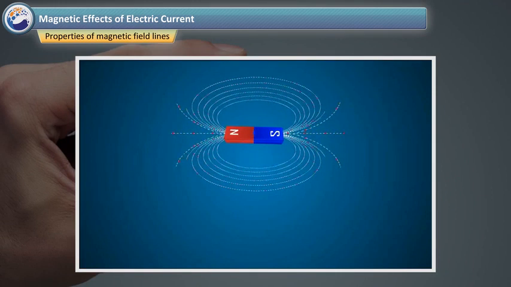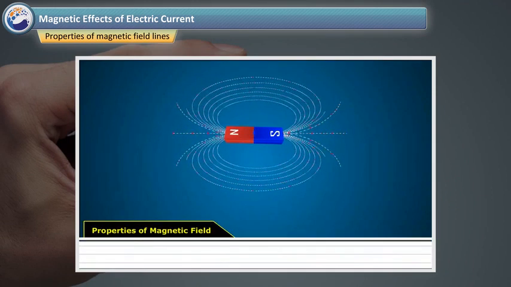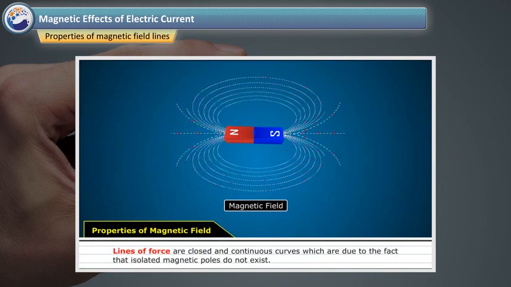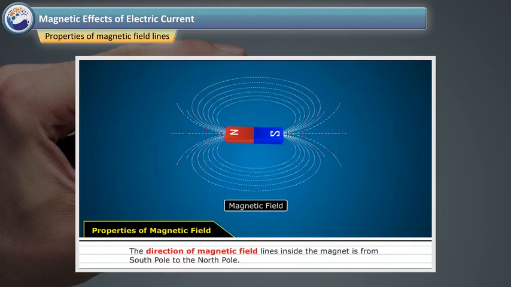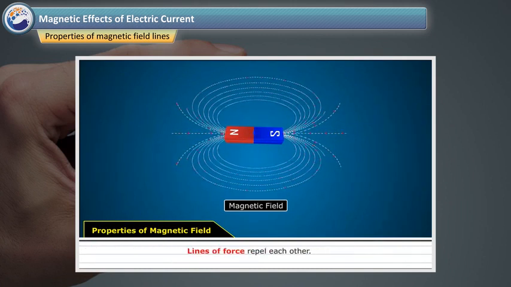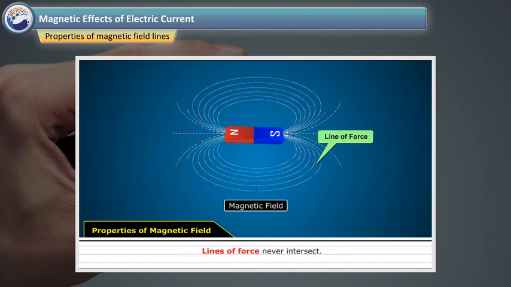Magnetic field and field lines. Properties of magnetic field. Lines of force are closed and continuous curves, which is due to the fact that isolated magnetic poles do not exist. The direction of magnetic field lines outside the magnet is from North Pole to South Pole. The direction of magnetic field lines inside the magnet is from South Pole to North Pole. Lines of force repel each other. Lines of force never intersect.